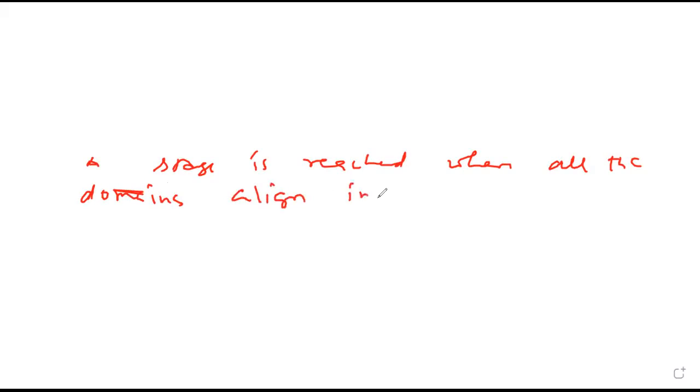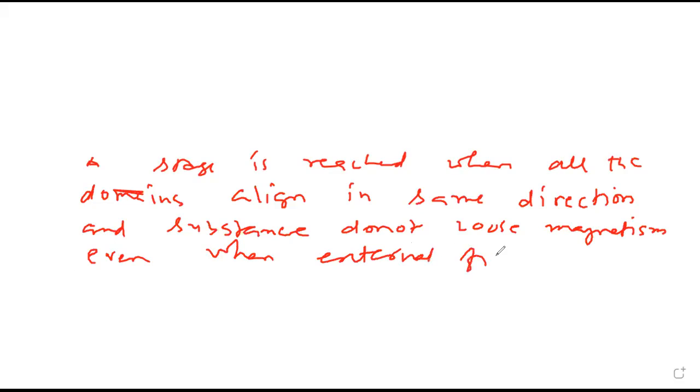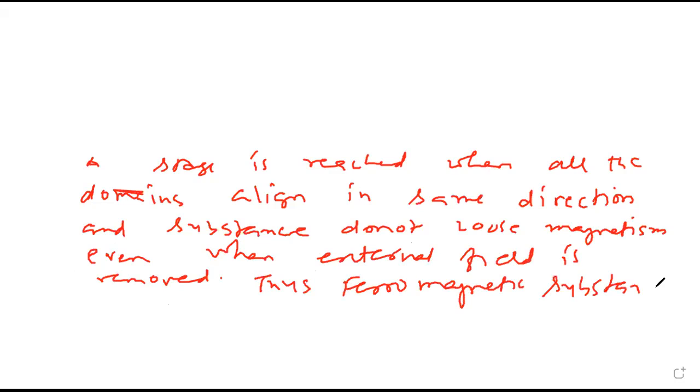A stage is reached when all the domains align in the same direction and the substance does not lose magnetism even when the external field is removed. Thus, the ferromagnetic substance becomes a permanent magnet.